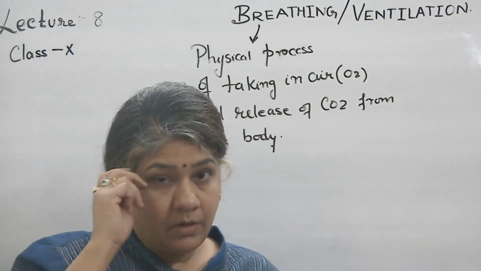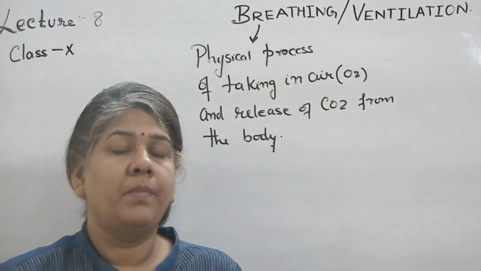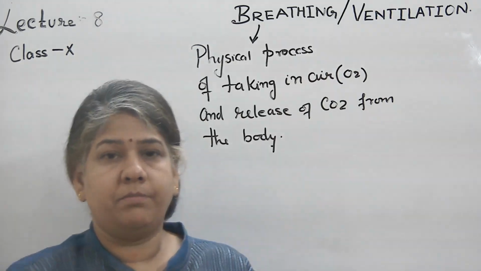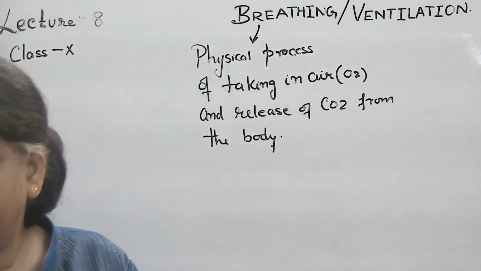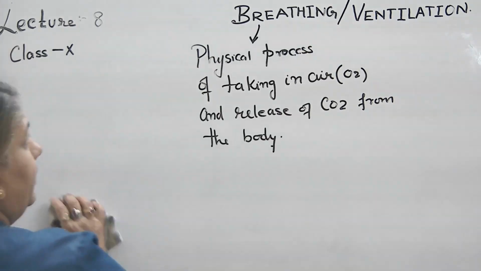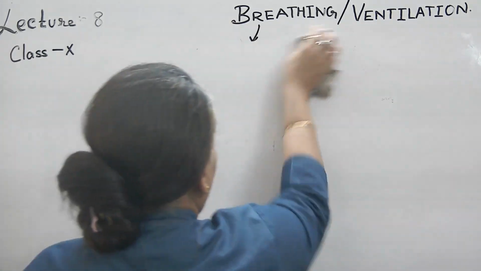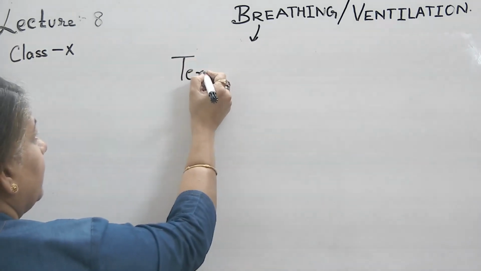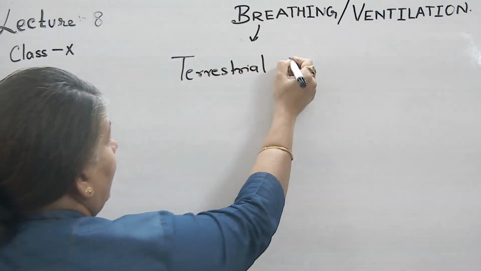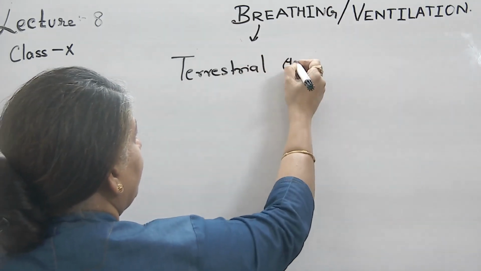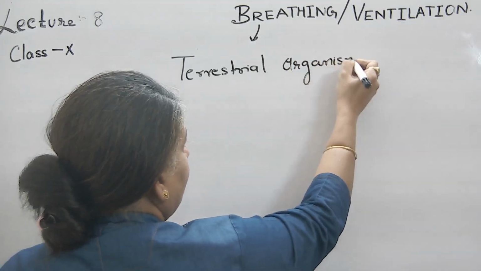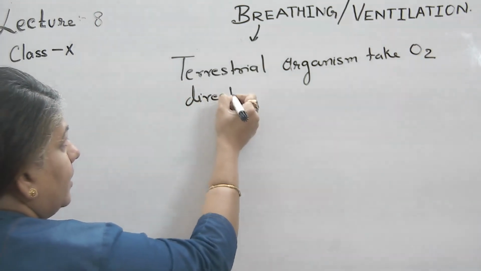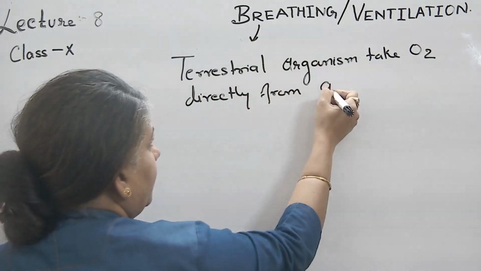We know that the amount of oxygen dissolved in water is fairly low as compared to oxygen present in the atmosphere. So next we see that terrestrial organisms take oxygen directly from the atmosphere.